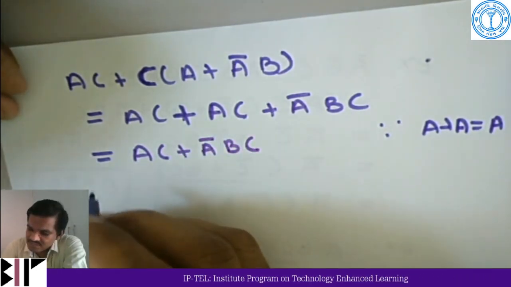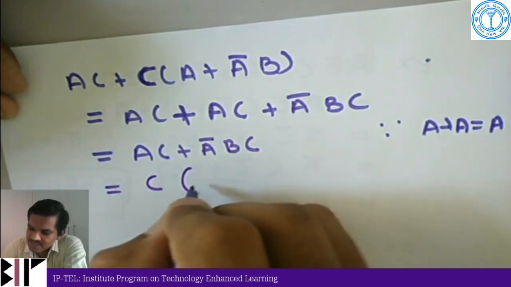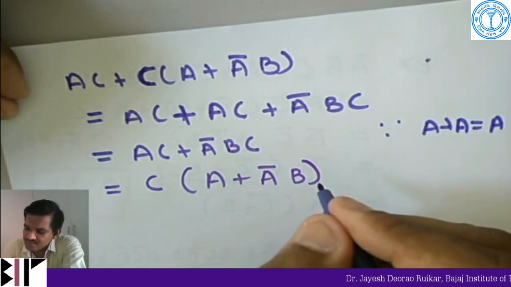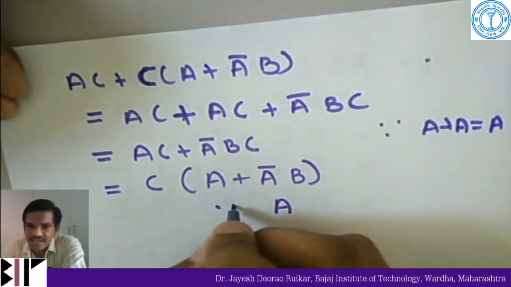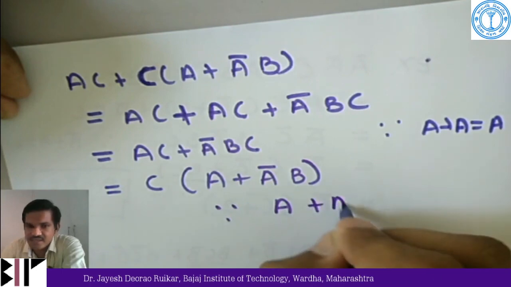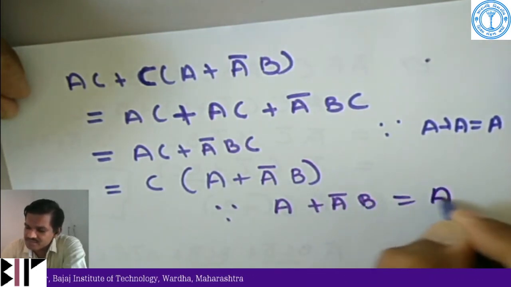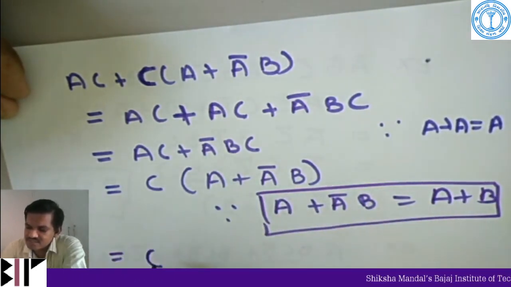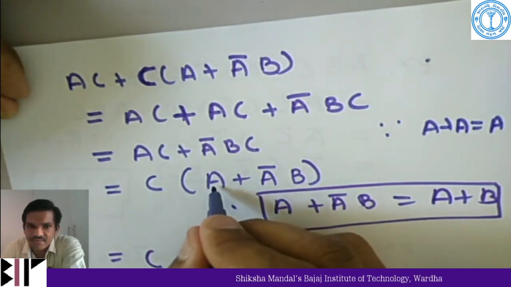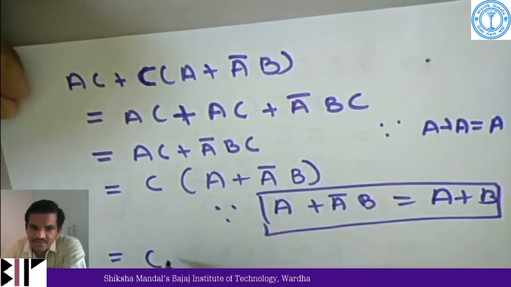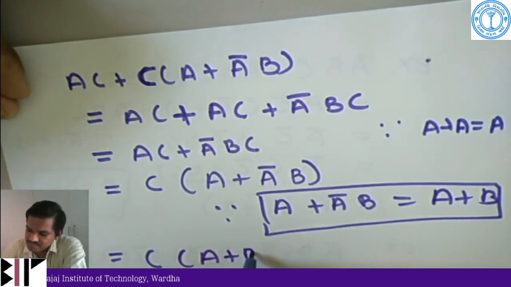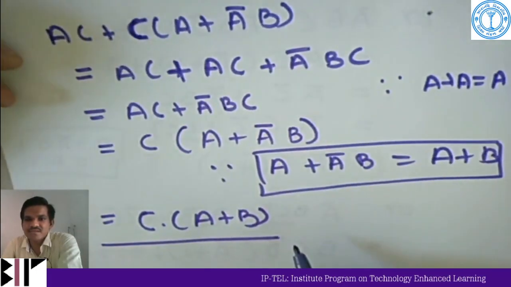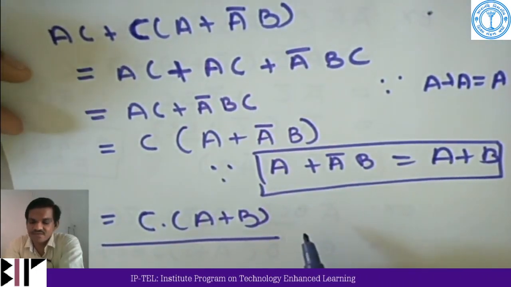Got this? So from this we will take C as a common. So what is left? A plus A bar B. Fine. So we have again the same expression, A plus A bar B can be written as A plus B. This is our theorem. What does the theorem say? Based upon this we can write this as C, and then in bracket terms A plus A bar B, we will write it as C into A plus B. See, this is the minimized logical expression for this particular function.